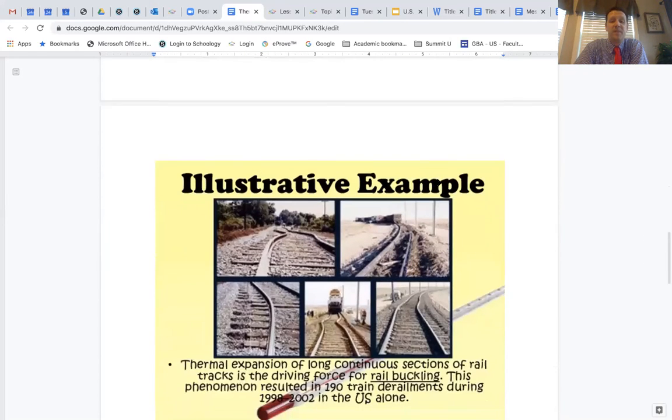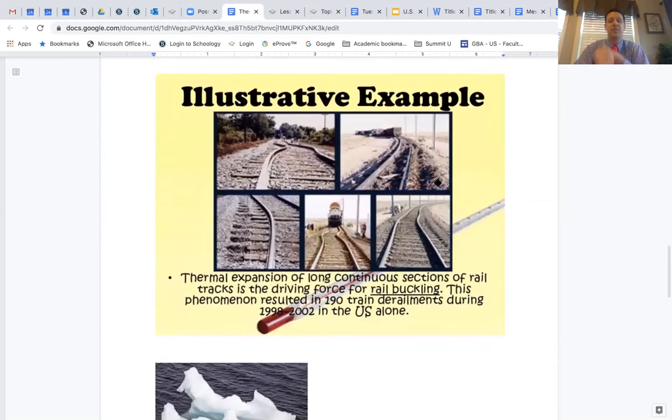Now here is a really interesting example of thermal expansion. In this case, the thermal expansion issue is really length. The girth, the other dimensions of railroad tracks are not a huge factor, but the length is a factor. There have been situations where railroad tracks have not been built with proper expansion capabilities, and what ends up happening is they end up having jogs and curves and buckles in them.